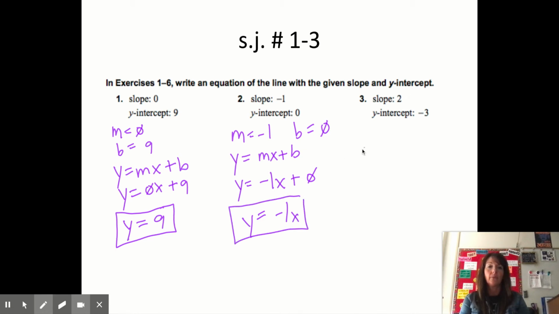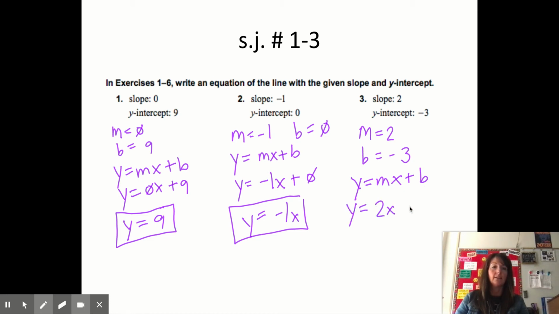Okay. The last one here for us, we have a slope equal to 2. And the y-intercept b is equal to -3. Therefore, you could put that into the form and get y is equal to 2x. And instead of plus a -3, we'll go ahead and write that as -3.